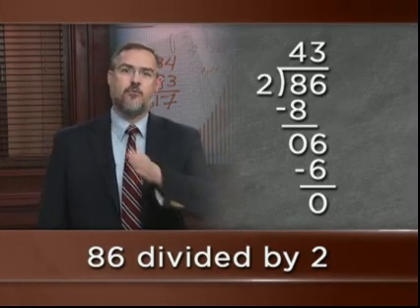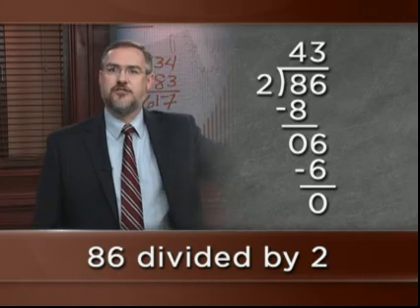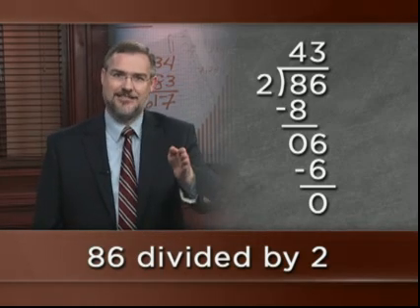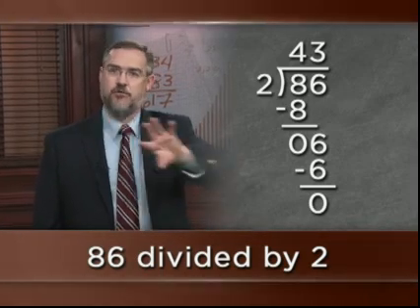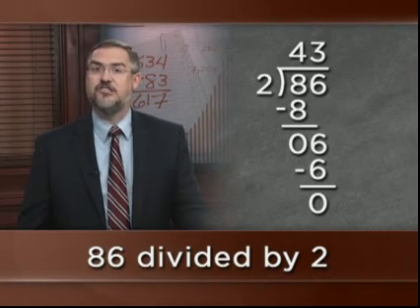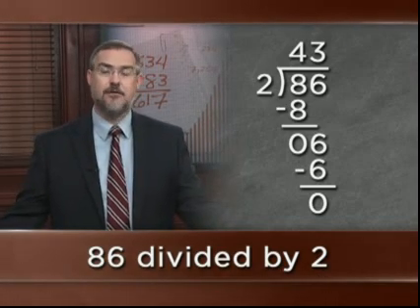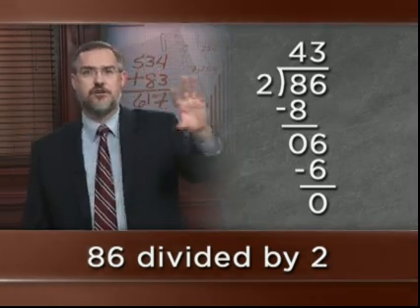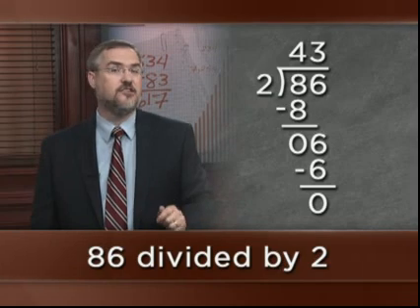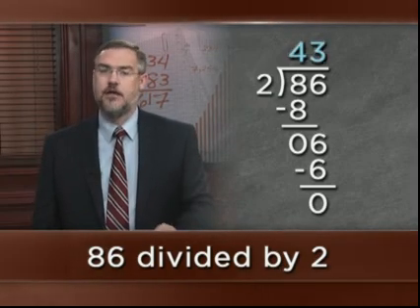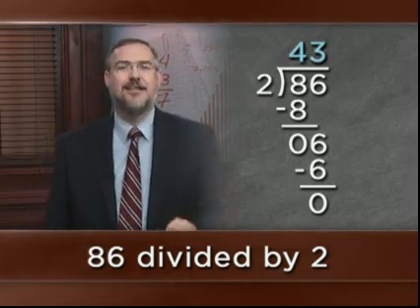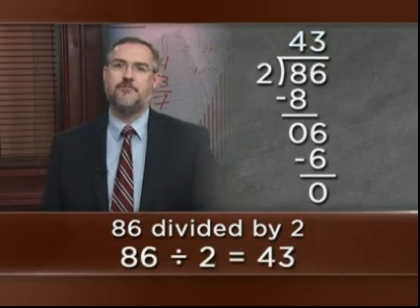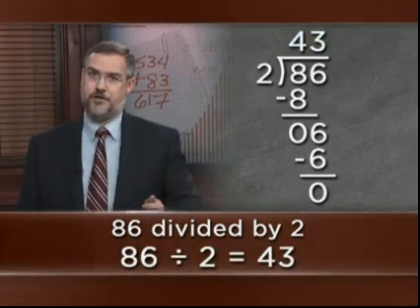And notice that we've worked our way through all of the digits in our dividend. We had the 8 and we had the 6, and we used both of them already. What does that mean? It means we stop. We're actually done with our problem. And the final answer is whatever is written above that horizontal line. In this case, it's 43. And so I can say then that 86 divided by 2 equals 43.